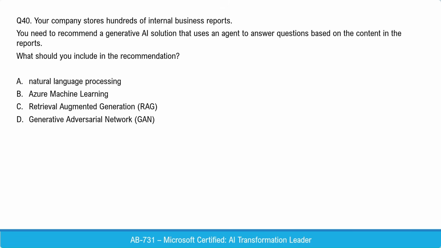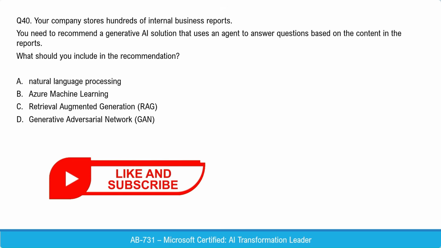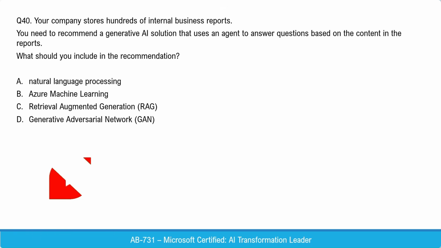Next question. Your company stores hundreds of internal business reports. You need to recommend a generative AI solution that uses an agent to answer questions based on the content in the reports. What should you include in the recommendation? And your options are A, natural language processing, B, Azure machine learning, C, RAG, retrieval augmented generation, or D, generative adversarial network, GAN. The correct answer is option C, retrieval augmented generation.